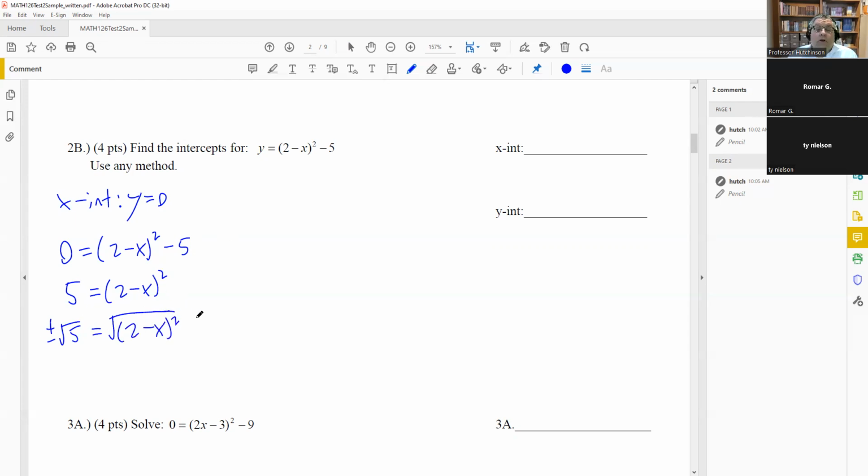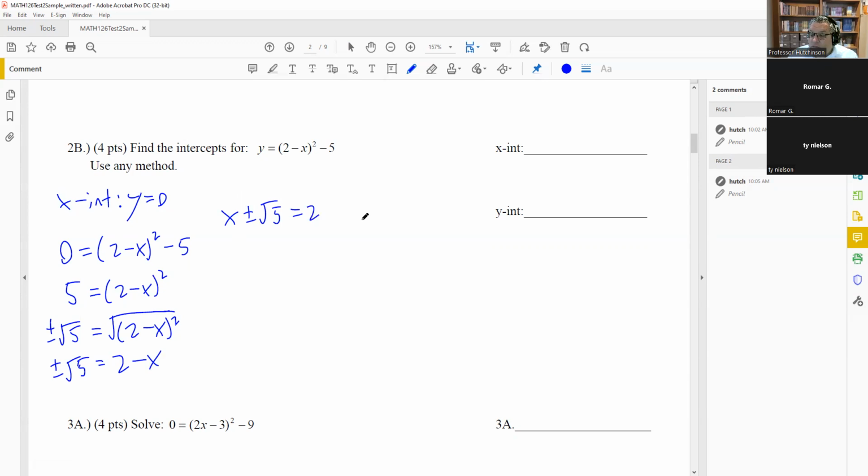So we're taking the square root of both sides there. Now the square and square root are going to go away, and you get plus or minus root 5, and that's going to equal 2 minus x. From here, if you want, you can add an x to the other side. So we get x plus or minus root 5 to make the x positive. If you want to do that, certainly you could.